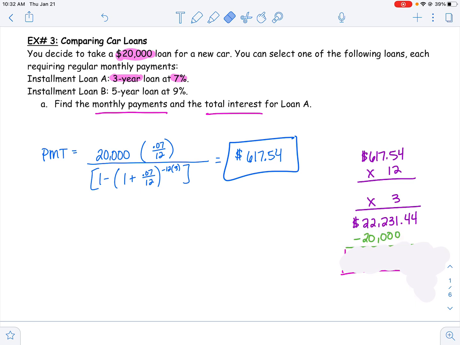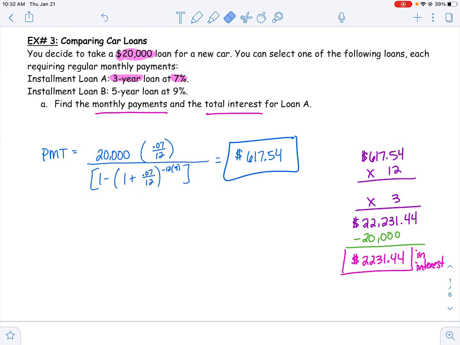Now, the car only cost $20,000, right? And so how much then would I pay in just interest? Well, if I paid a total of over $22,000 and the car only cost $20,000, then that means I paid $2,231.44 in just interest. I paid an extra $2,200 to the bank so that I can borrow money from them in order to get this car.